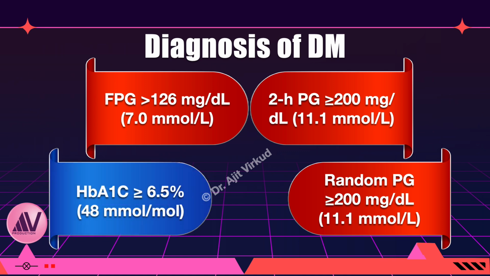I have colored hemoglobin A1C differently in my slide because that is the criteria which most diabetic specialists use for diagnosis of diabetes mellitus. Also remember that in the absence of unequivocal hyperglycemia, the diagnosis requires two abnormal test results from the same sample or in two separate test samples.